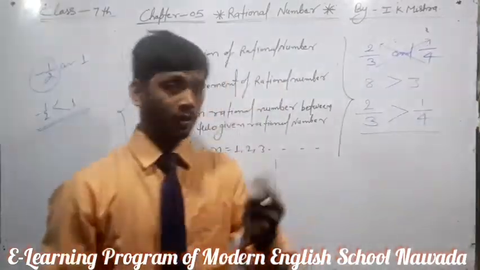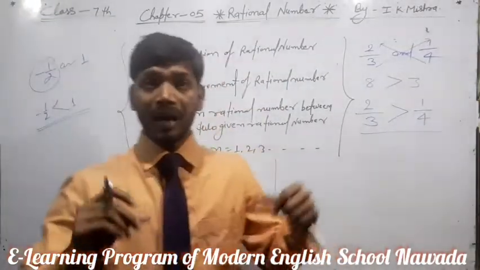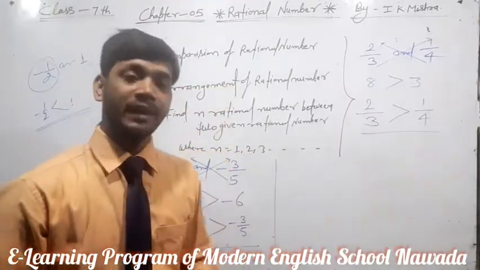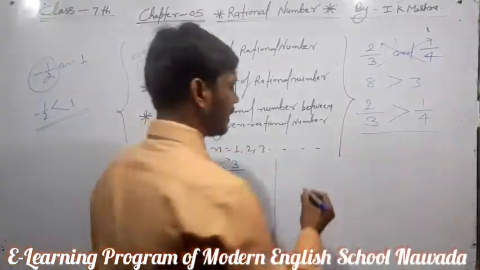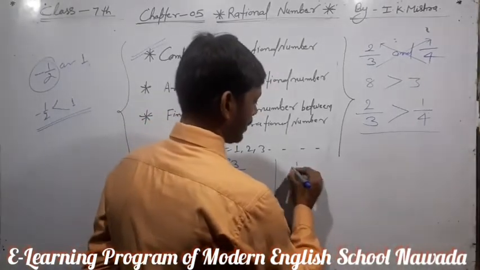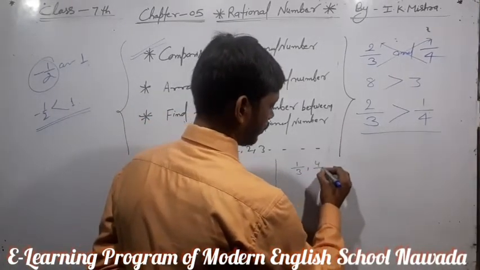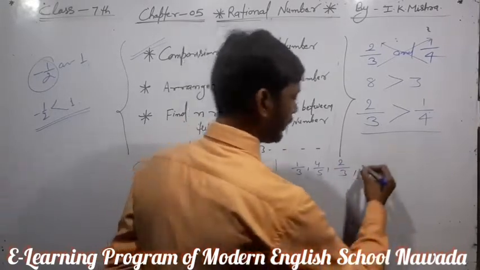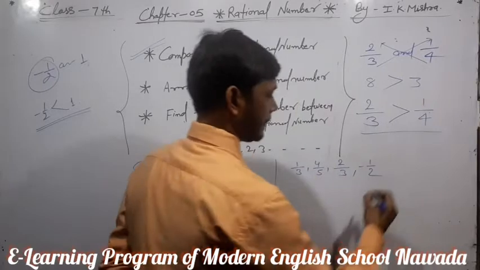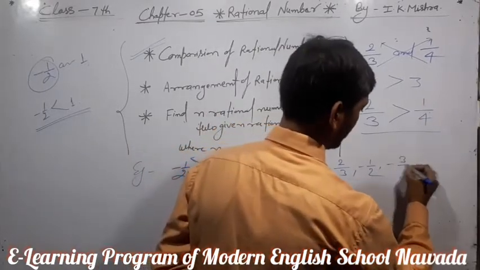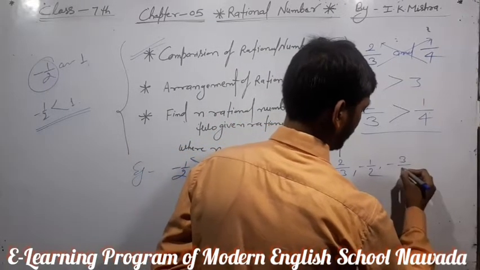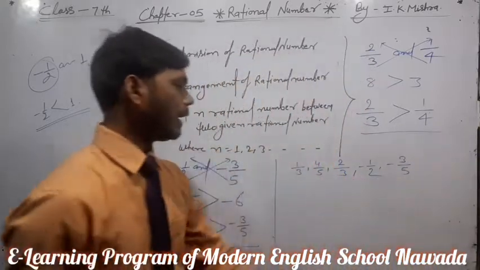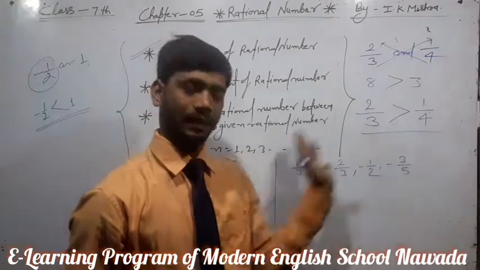Comparison of two rational numbers is completed, but you also have to arrange some rational numbers in ascending or descending order. Suppose you have to arrange 1 by 3, 4 by 5, 2 by 3, minus 1 by 2, minus 3 by 7, 3 by 5, and this we have to arrange.